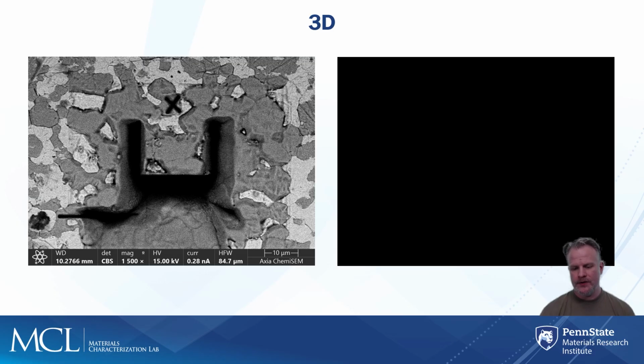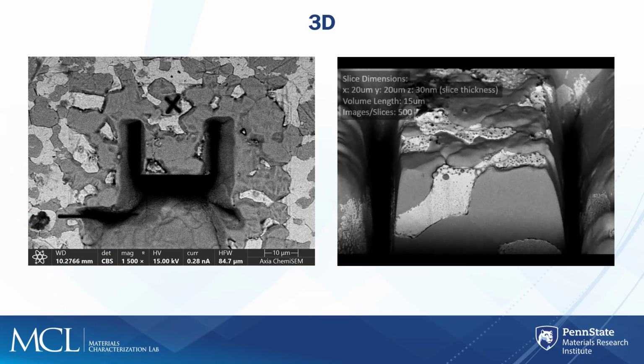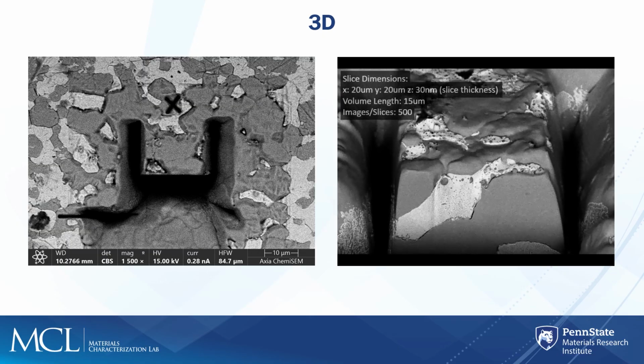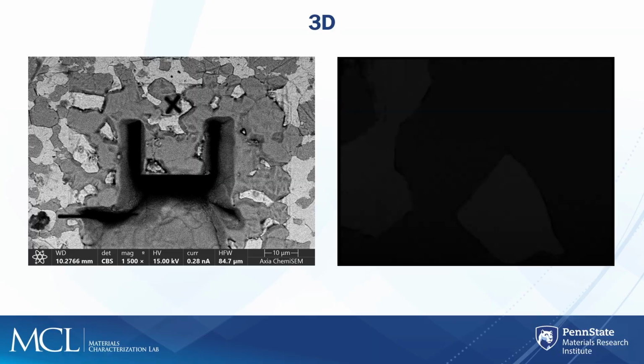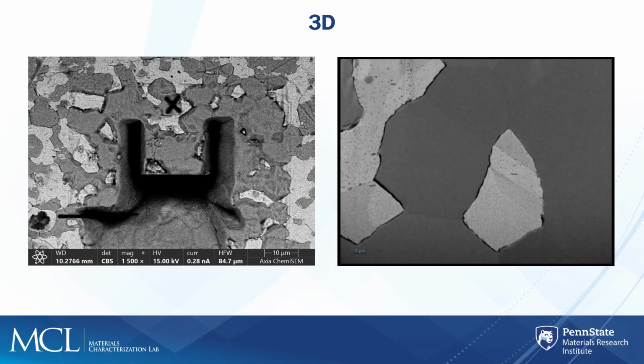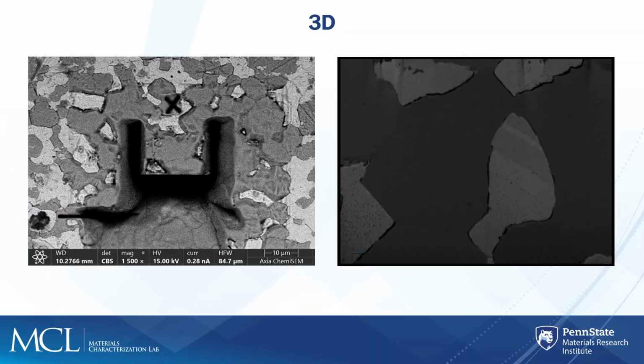So now we're going to do three-dimensional reconstruction with at least a small portion of the lead network. In this video, you're seeing a series of 500 slices just moving through, and now I'm at a 52-degree angle, and I'm doing this on a dual beam FIB.